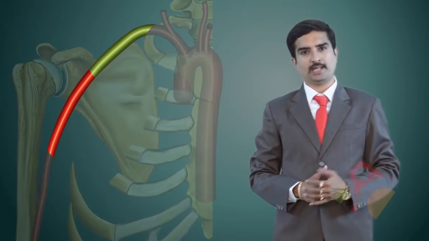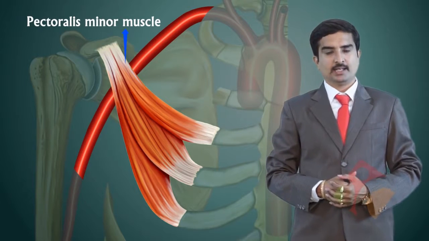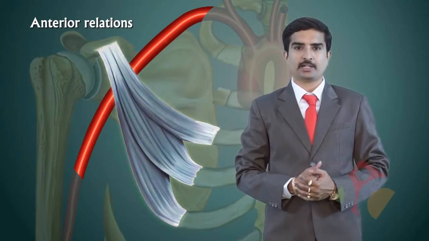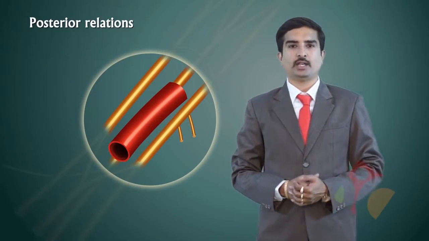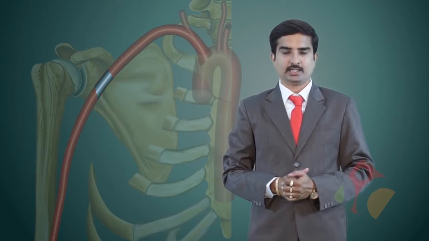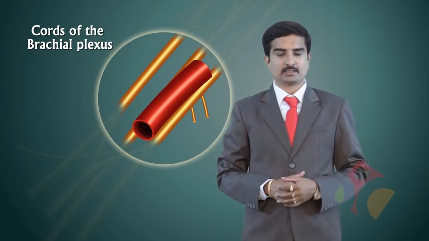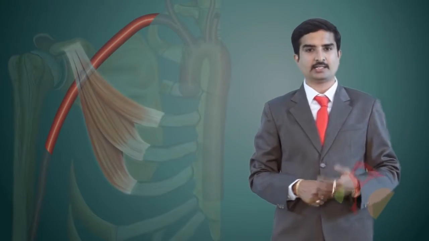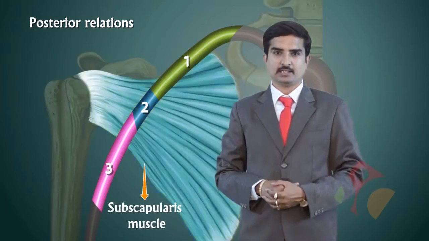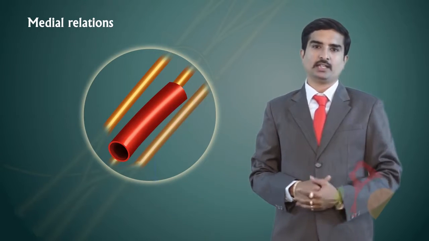After knowing the relations of the first part, now let us see the relations of the second part. We all know that the pectoralis minor muscle divides the axillary artery into three parts. Anteriorly the second part is related to the pectoralis minor muscle, and posteriorly it is related to the posterior cord of the brachial plexus and the subscapularis muscle. You should remember a very important point here: the relations of the second part are very important, because it is related to the cords of the brachial plexus. Laterally it is related to the lateral cord of the brachial plexus, and medially it is related to the medial cord of the brachial plexus along with the axillary vein.